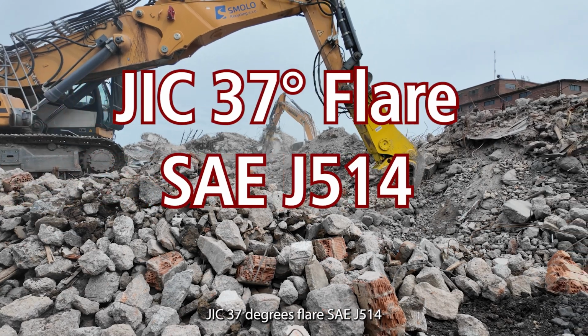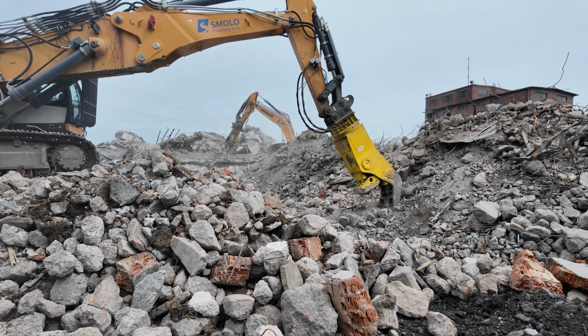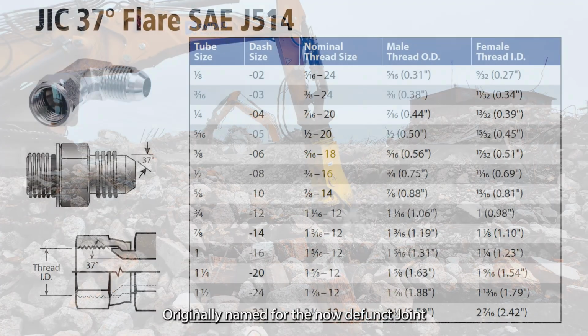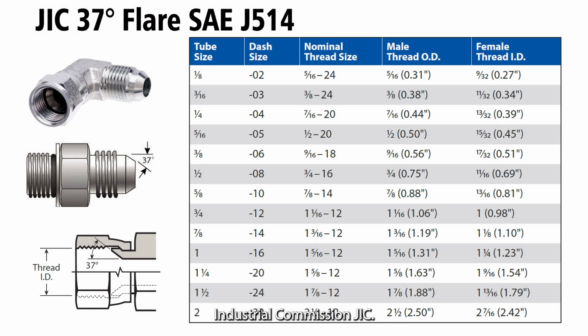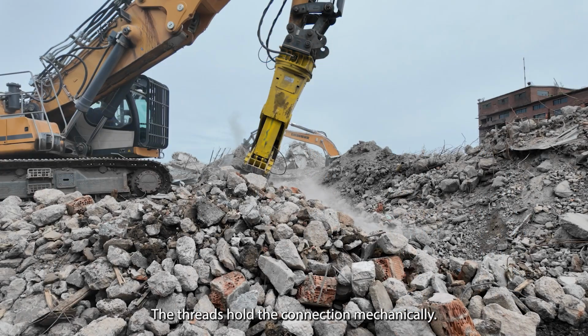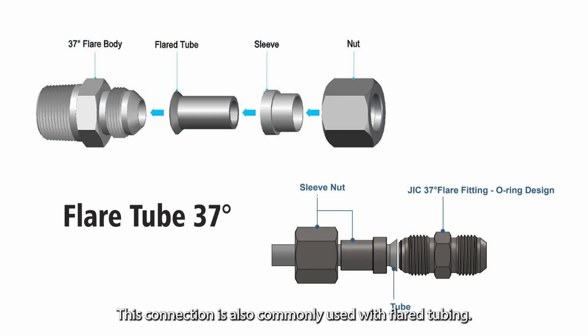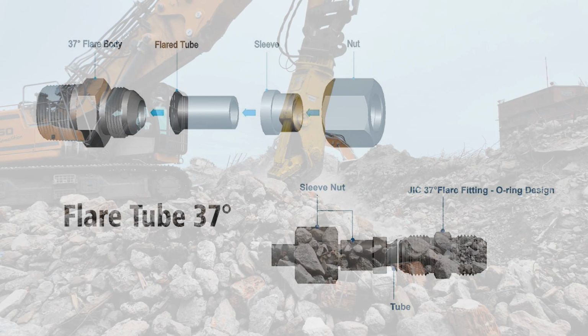JIC 37° Flare, SAE J514. Originally named for the now-defunct Joint Industrial Commission, JIC, this connection is very common in fluid power systems. Both the male and female halves of this connection have 37° seats. The seal takes place by establishing a line of contact between the male flare and the female cone seat. The threads hold the connection mechanically. This connection is also commonly used with flared tubing.